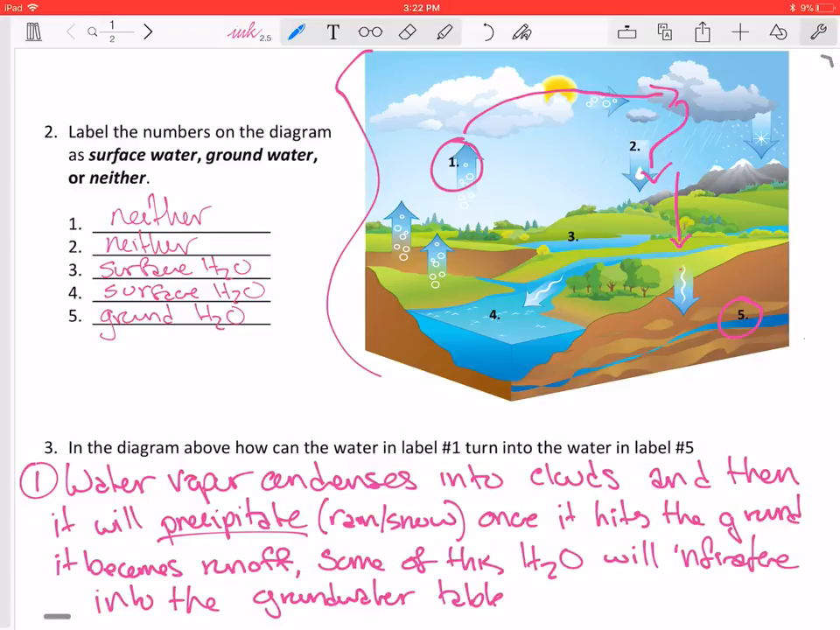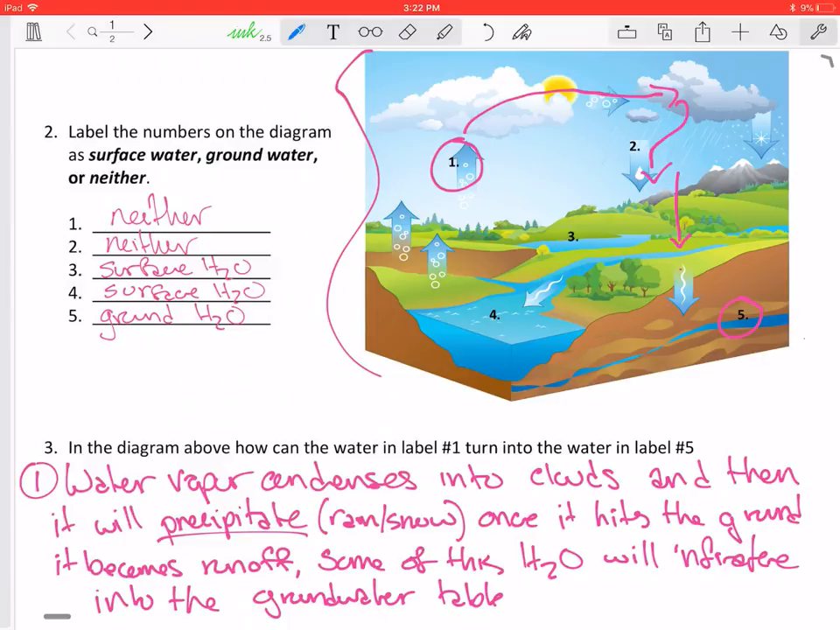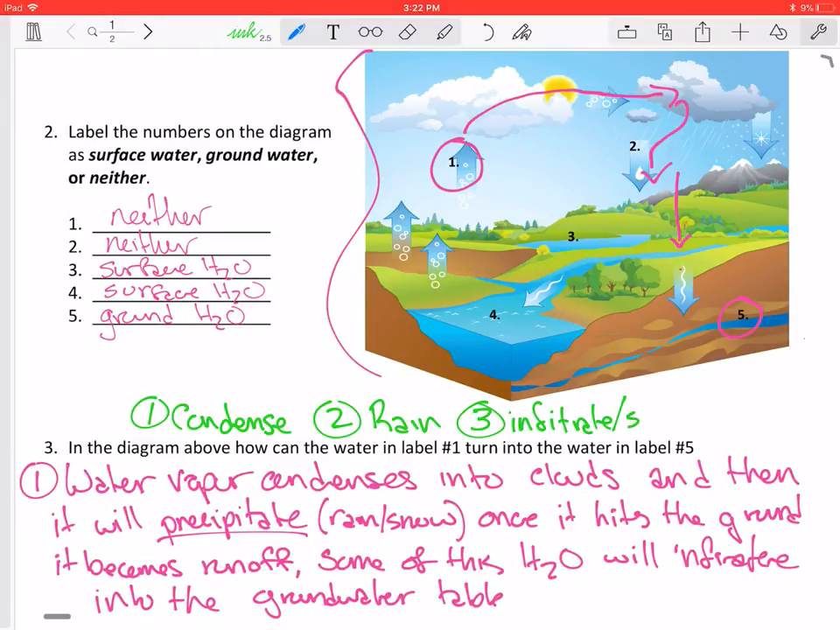I was looking for something along these lines, but really the three big things that I was looking for with number 3 were: 1, saying it's going to condense into clouds; 2, it's going to rain or precipitate; and 3, some of that's going to infiltrate or soak into the ground. Those were the 3 big things. If you summarize these 3 things in some way for number 3, you should have been good.